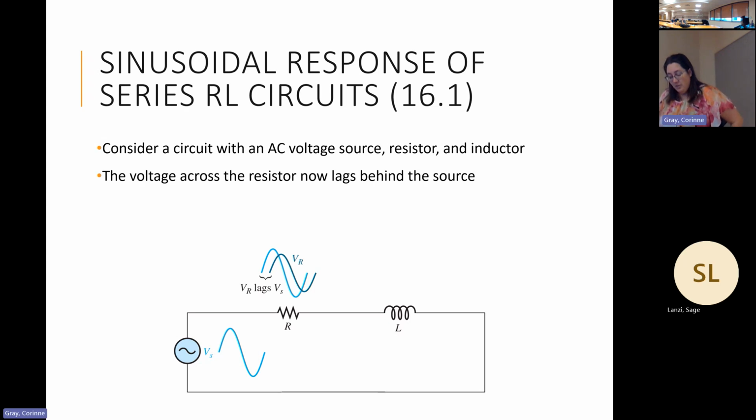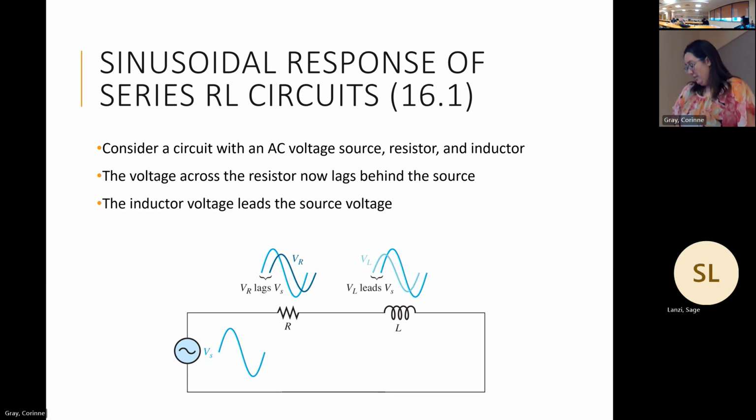For the resistor, it is now going to lag behind the source. With the RC situation, we had a similar looking circuit, and we saw in that case the resistor voltage led the source. Here it's going to lag. For the voltage of the inductor, it is going to lead the source.